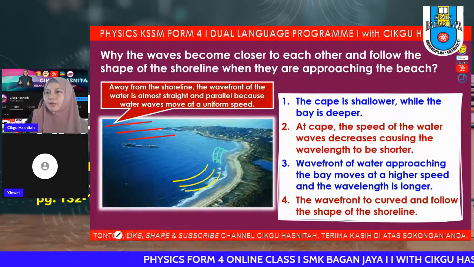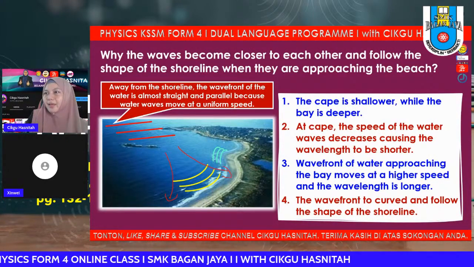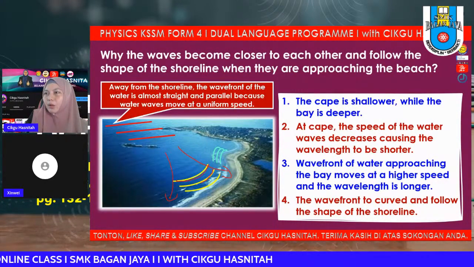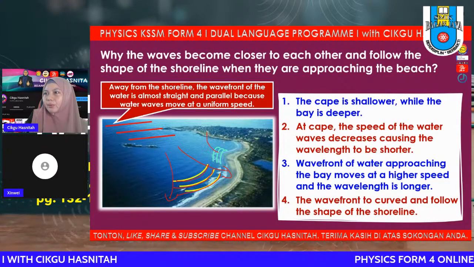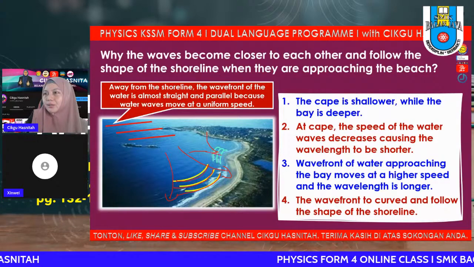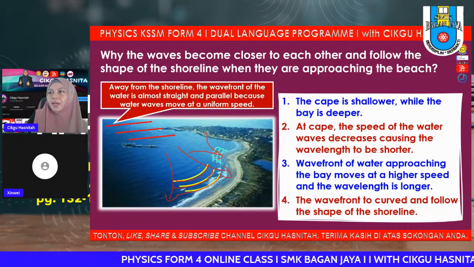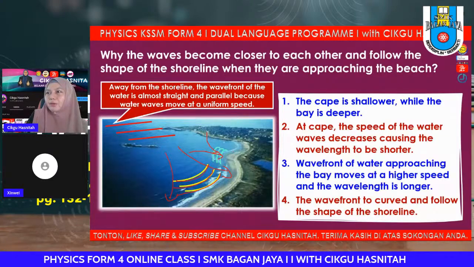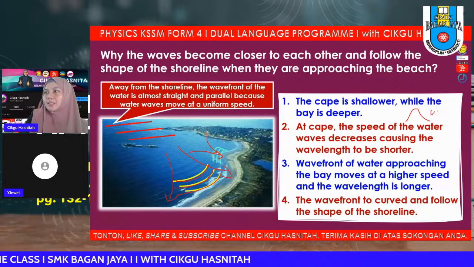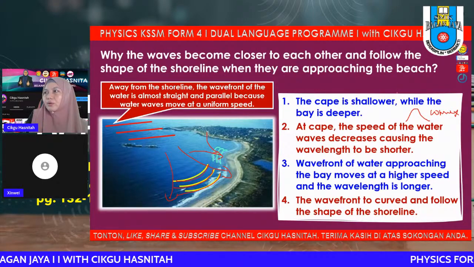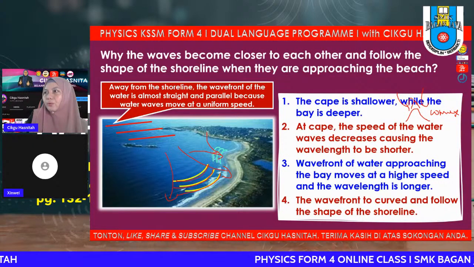Okay, at the bay the wave spreads, so it forms a longer wavelength, following the shape. And here, what happened? The wave converges to a point. Here it diverges. Okay, converges to a point. If you look at the shape of the cape, it is convex. So the wave converges here, producing a shorter wavelength.